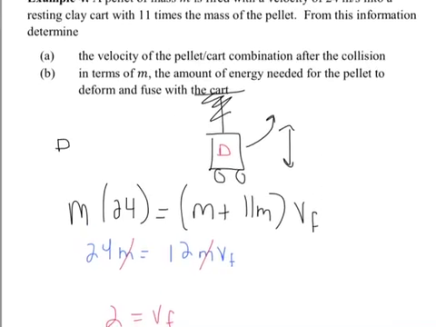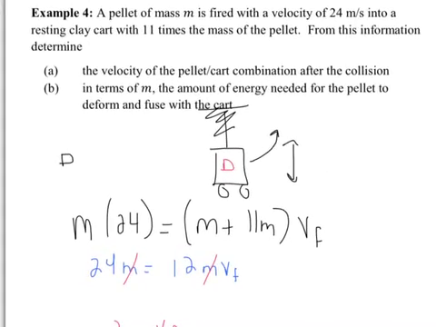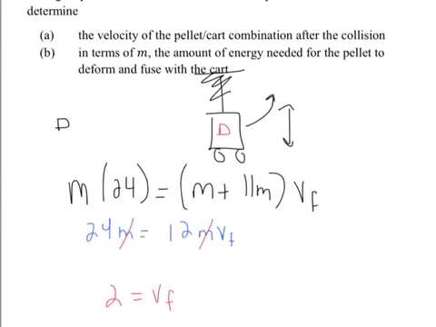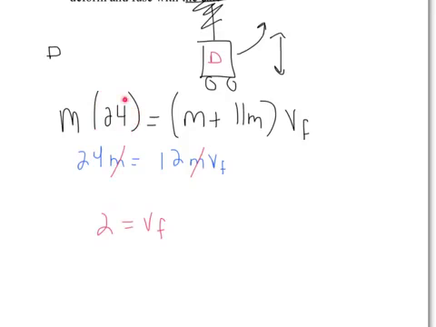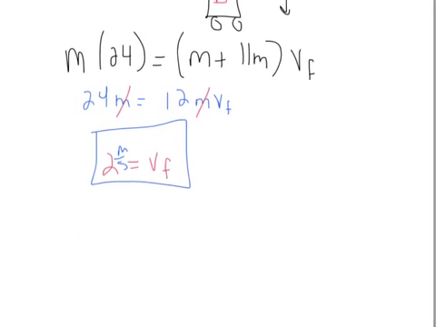What you might notice right away is that the mass of the system went from being just m to 12 times that. And the velocity went from being 24 to 2, which is 1/12 of that number. The second part says to find the amount of energy needed for this to occur in terms of m. So in terms of m, let's see what that means.